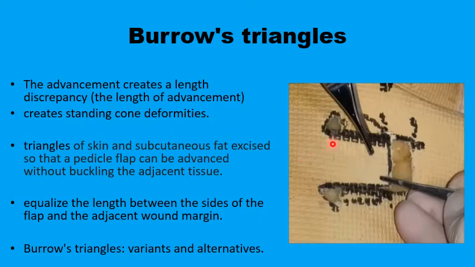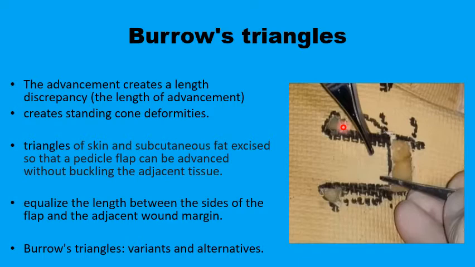The advancement of the skin of the flap into the defect creates a discrepancy between the length of the flap itself and the length of the wound edge. And because the length of the wound edge is more than the length of the flap, some redundancy of the tissues at the base of the flap is almost inevitable. Excision of this redundant tissue would prevent the dog ear deformity, and that's the basis of the Burrow's triangles.